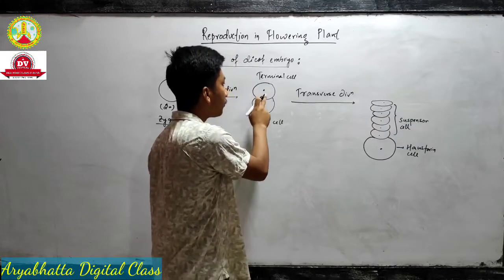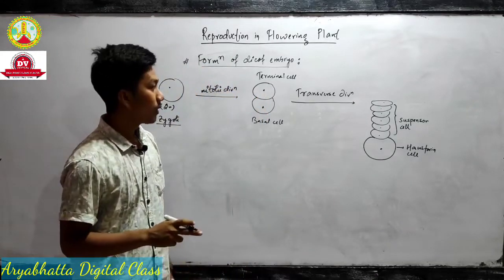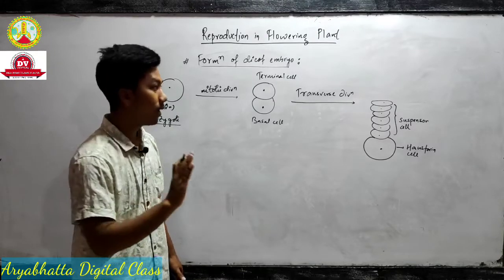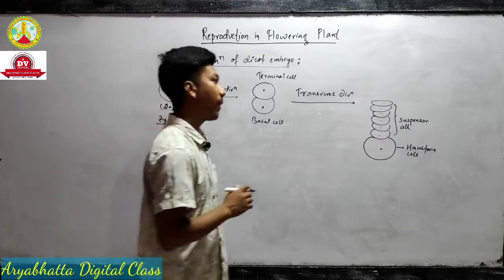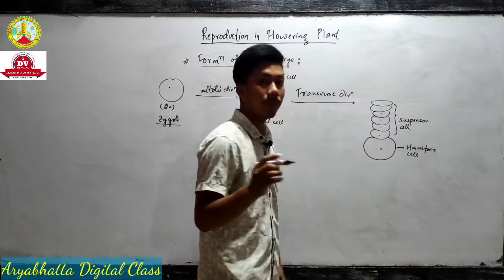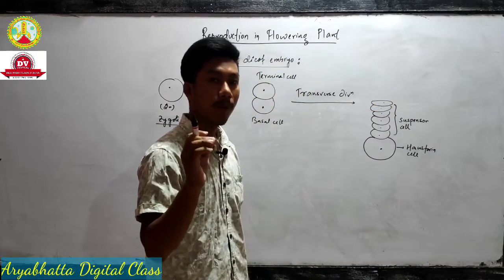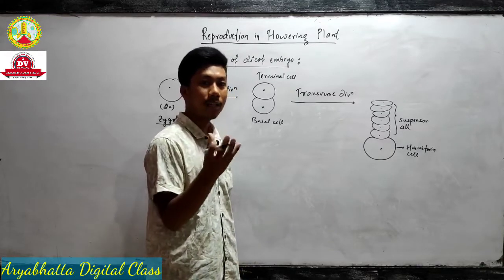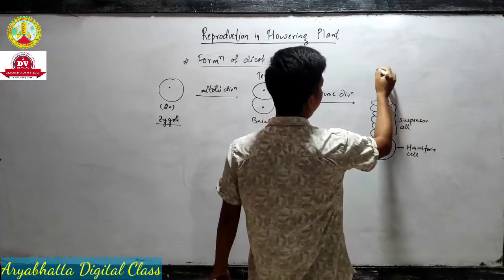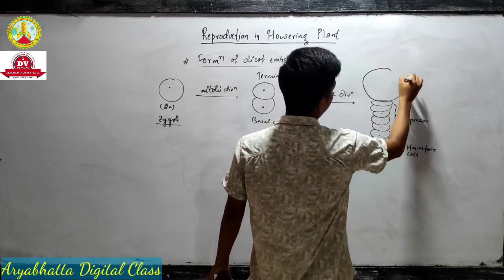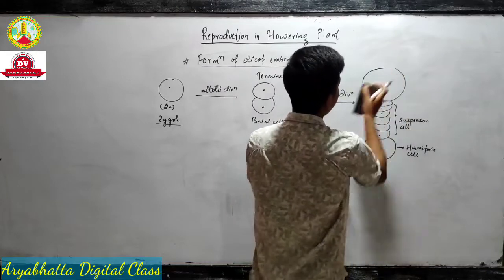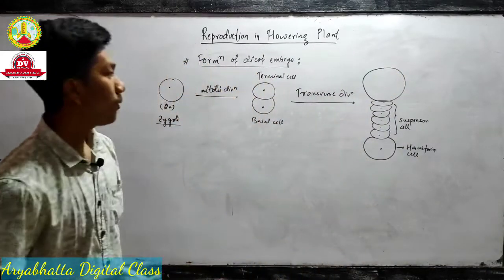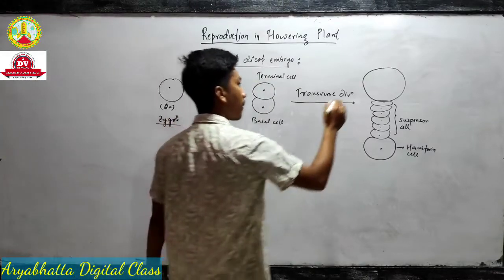Okay. Now the terminal cell, what happened? The terminal cell, after transverse division, which is a mitotic division only, what happened? It will form a group of four cells attached together. A mass of four cells attached together towards the upper region. Okay, a group of four cells attached together.